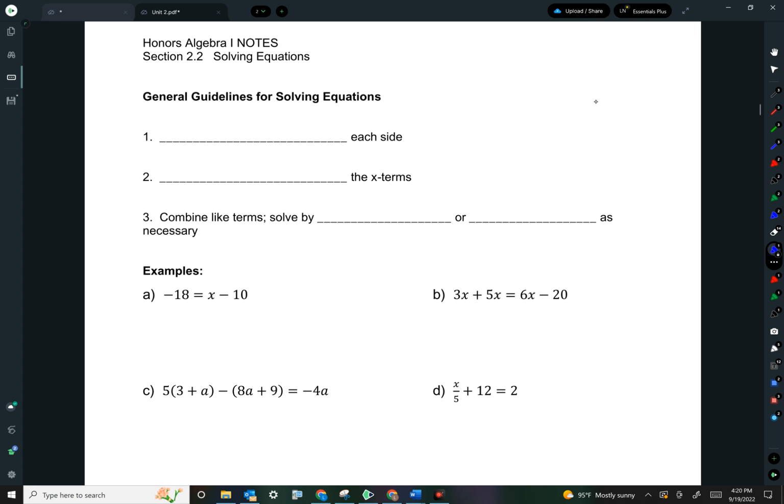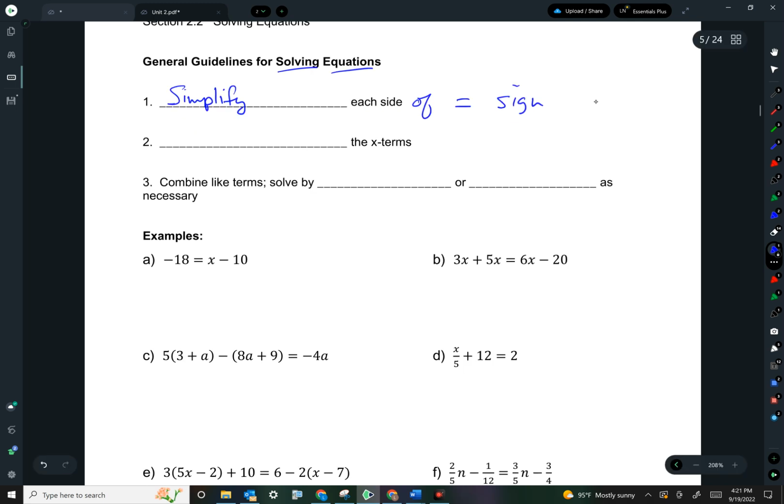Okay, so just as far as the basics, these are my steps to solve equations. The first thing you want to do is simplify each side. And I should probably qualify what I mean by each side. When I say each side, I mean each side of the equal sign. So whatever is on the left, see if you can simplify that. Whatever's on the right of the equal sign, see if you can simplify that. Okay? So for example, on letter A, on the left, all I have is negative 18. There's nothing I can do to simplify that. And on the right, all I have is x minus 10. There's nothing I can do to simplify that.